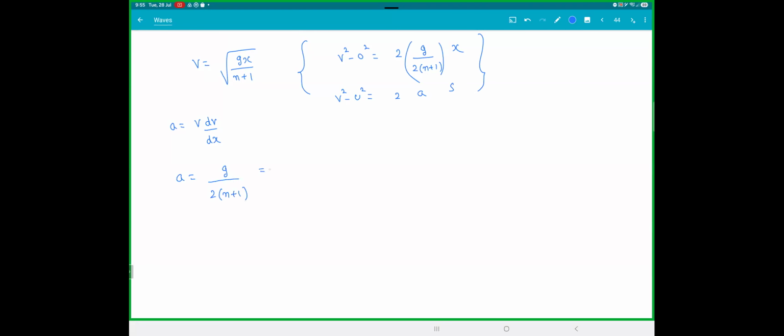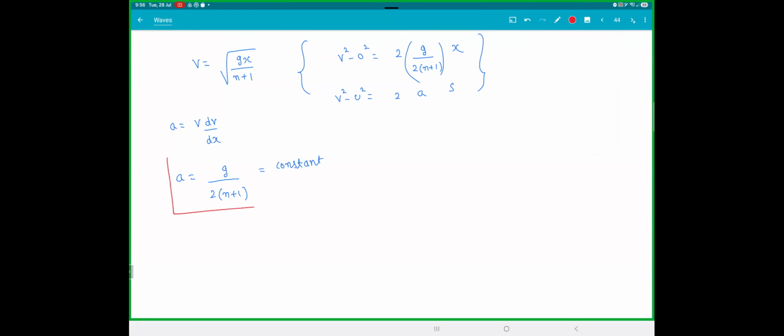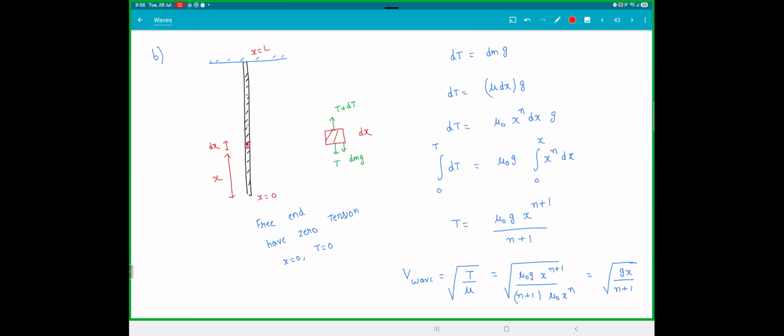If you observe, this is a constant. It doesn't matter what the x power n is there. You got a constant acceleration again. Even though the density is changing, a is constant. So that's one good thing. All clear with this? So perfect. So we got the acceleration of the pulse. That means on this string, any pulse that you generate will have a constant acceleration.